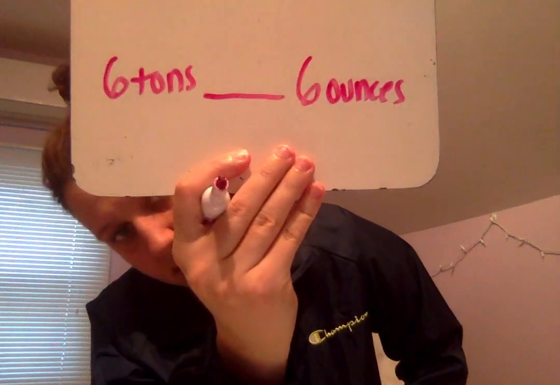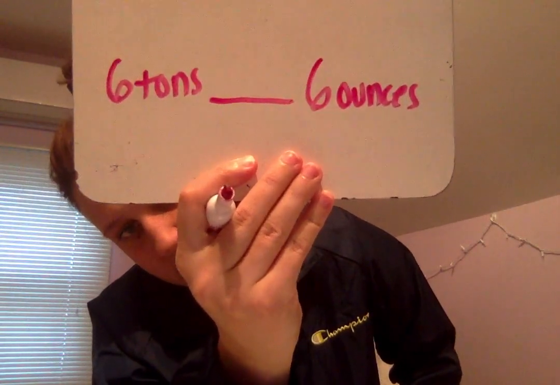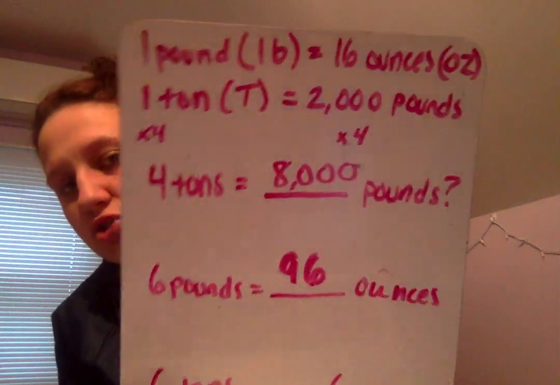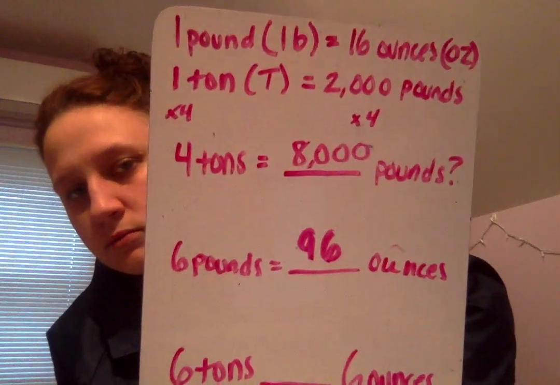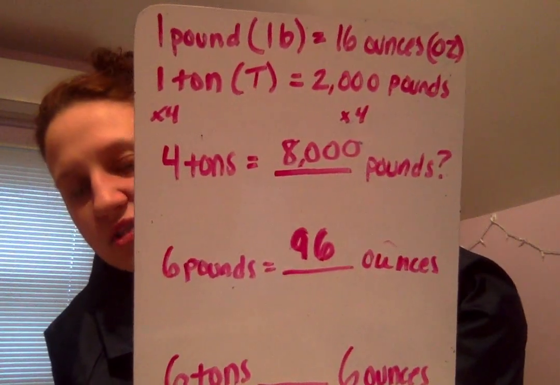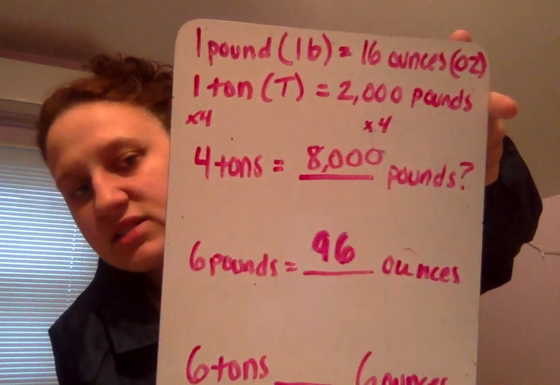Let's think about this. This is another thing you're going to come across. Which one is bigger? 6 tons or 6 ounces? Let's go to our conversion chart. Which one is bigger? 6 ounces or 6 tons? If you're saying tons because 1 ton is 2,000 pounds and ounces are our smaller unit, you're correct.